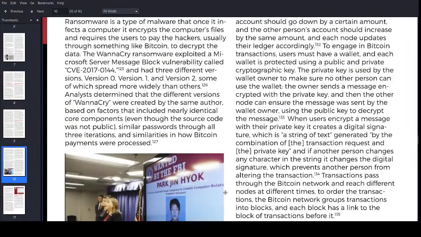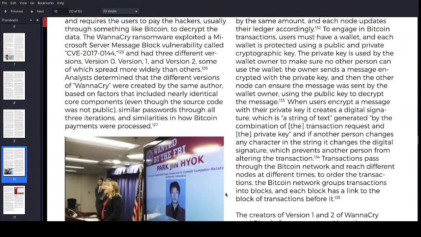Let's go back. I guess I'm learning about crypto right now. To engage in Bitcoin transactions, users must have a wallet, and each wallet is protected using a public and private cryptographic key. Okay, so it sounds like it's going through some sort of encrypted channel. The private key is used by the wallet owner to make sure no other person can use the wallet. The owner sends a message encrypted with the private key, and then the other node can ensure the message was sent by the wallet owner using the public key to decrypt the message.